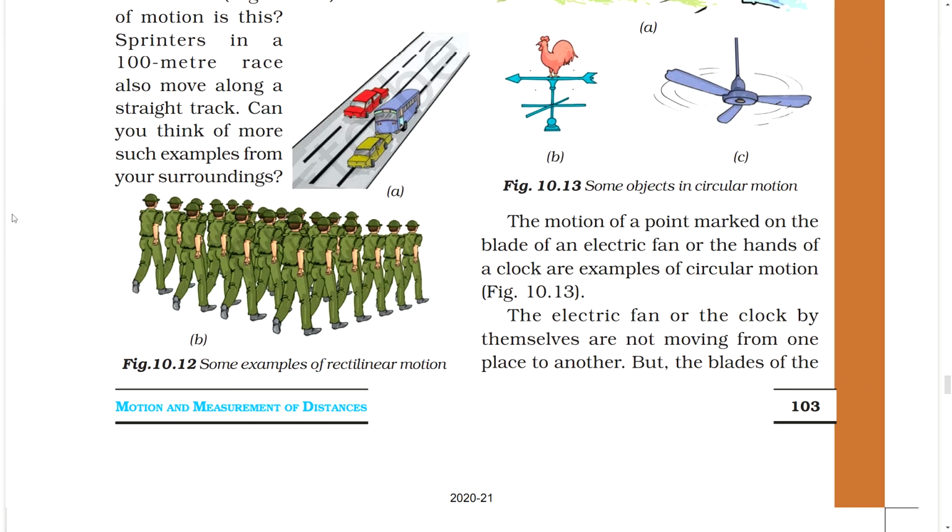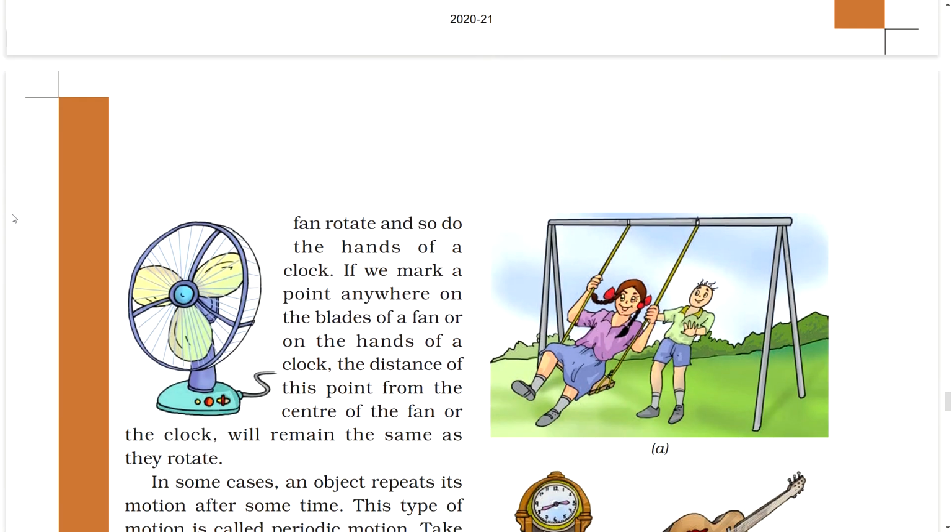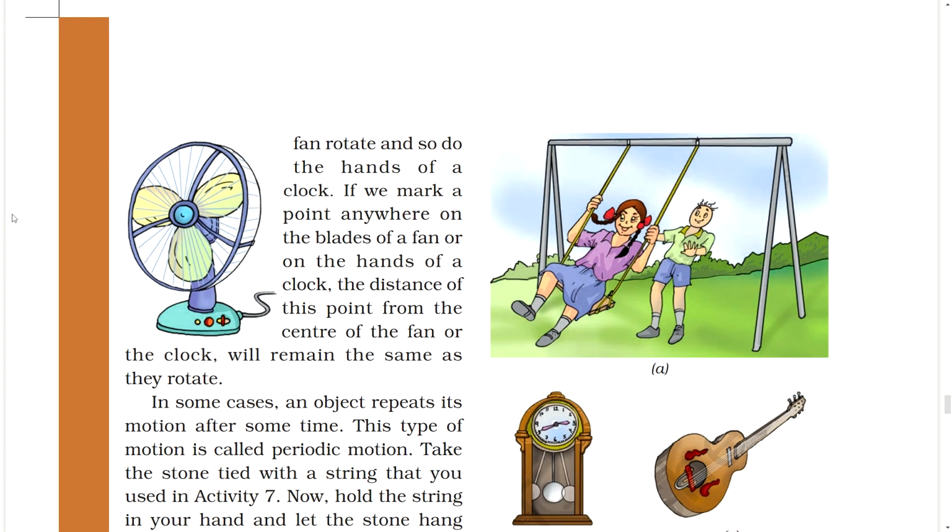The motion of a point marked on the blade of an electric fan or the hands of a clock are examples of circular motion. The electric fan or the clock by themselves are not moving from one place to another, but the blades of the fan rotate and so do the hands of a clock. If we mark a point anywhere on the blades of a fan or on the hands of a clock, the distance of this point from the center of the fan or the clock will remain the same as they rotate.